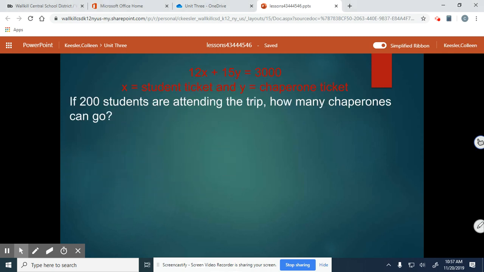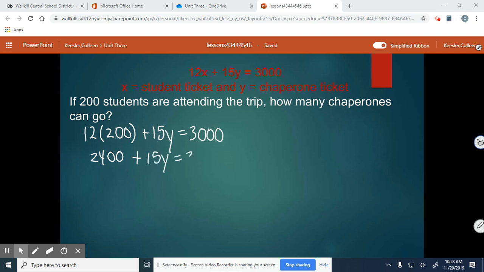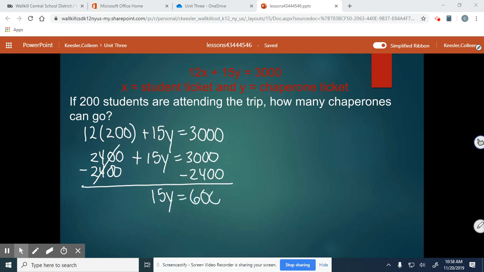Let's use it. So now if 200 students are attending the trip, how many chaperones can go? So student tickets are X, so we have 12 times 200 plus 15Y equals $3,000 total. 12 times 200 is 2400 plus 15y equals 3000 total. Subtract the 2400. Gives us 15y equals 600. Divide by 15. And y equals, well, I know 15 goes into 60 4 times, so this is going to be 40.